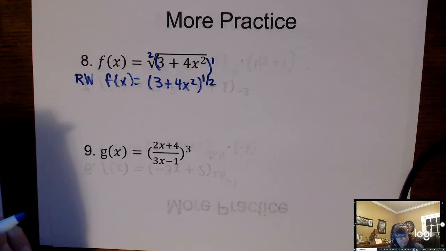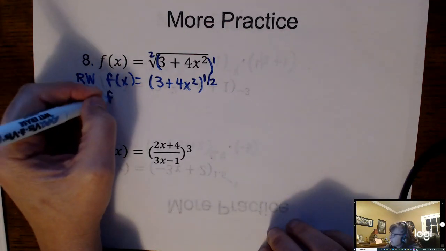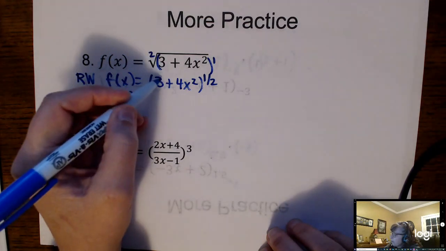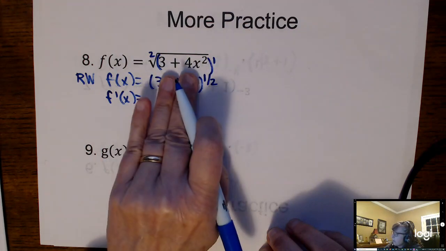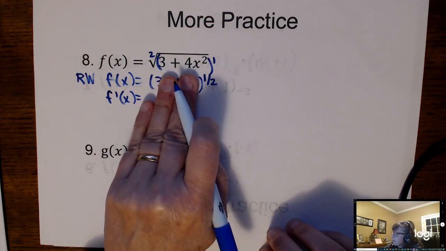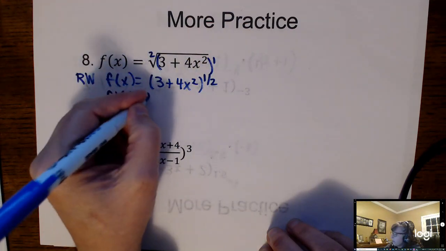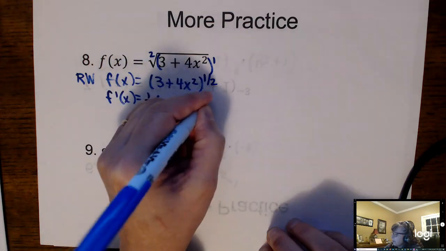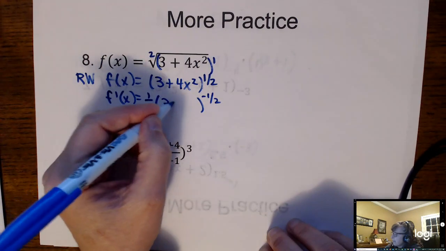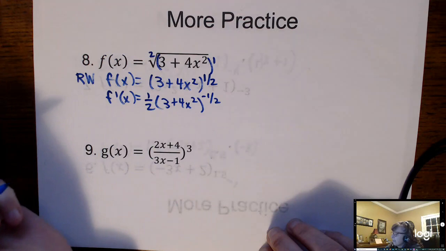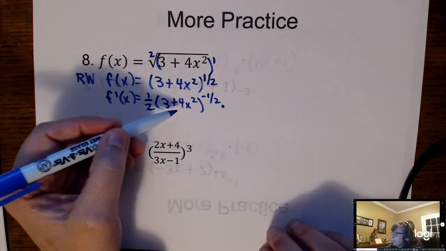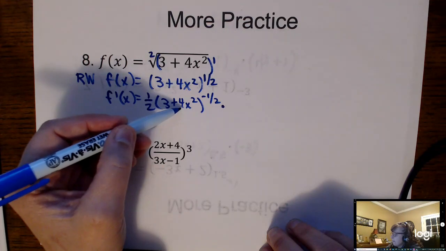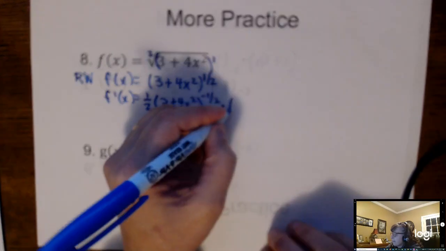So the derivative is the chain rule. So this is just one thing, u to the 1/2. So we're going to take that derivative. That would be 1/2 times u to the negative 1/2. So I'm writing this inside. I'm not changing it. That's the derivative of the outside times the derivative of the inside, which would be 8x.